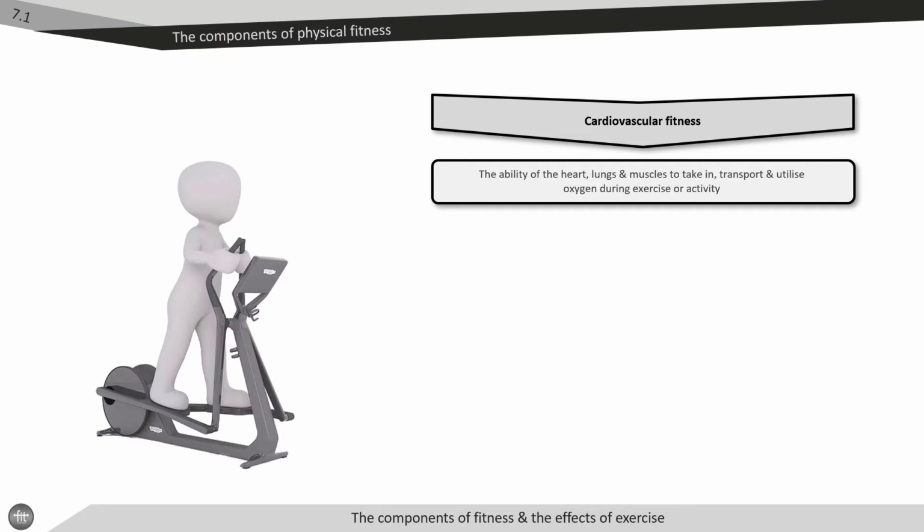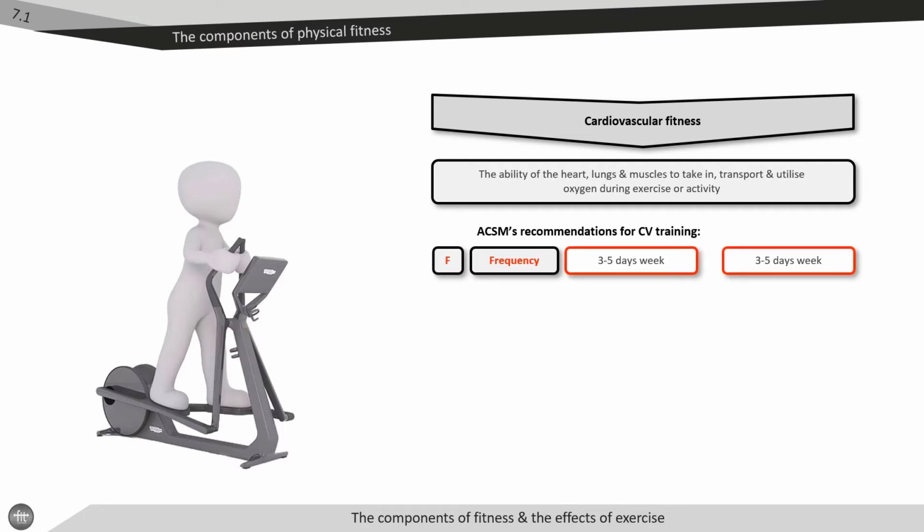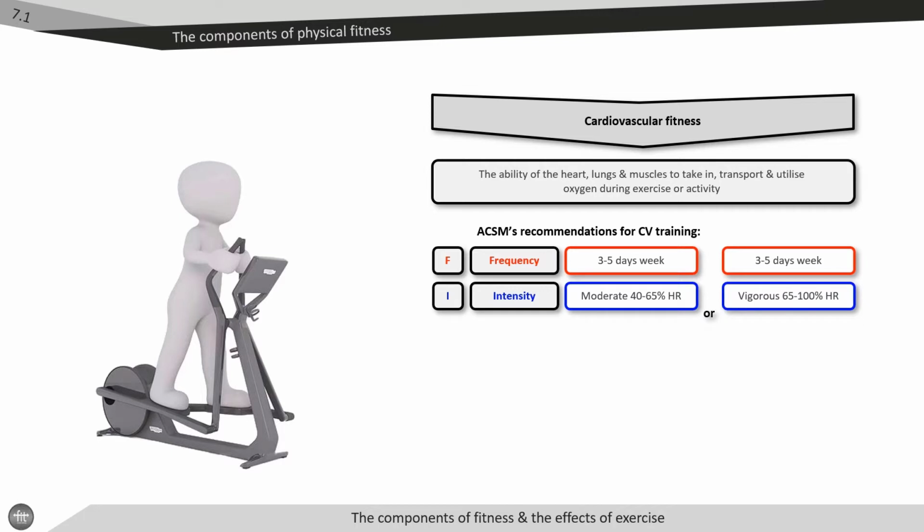The recommended FIT principle training guidelines to develop cardiovascular fitness are to train 3 to 5 days a week, either at a moderate intensity of around 40 to 65% of the maximum heart rate, or a vigorous intensity of between 65 and 100% of maximum heart rate.